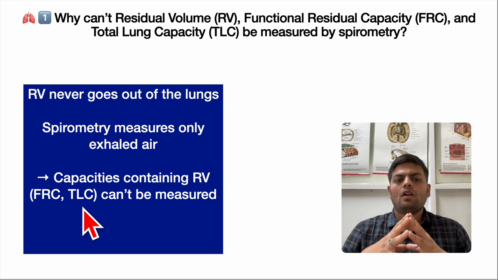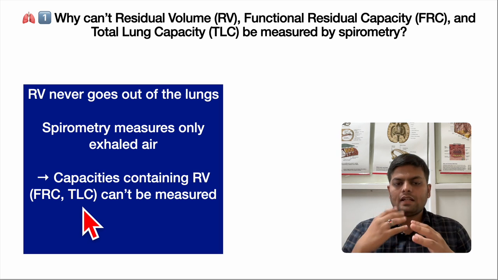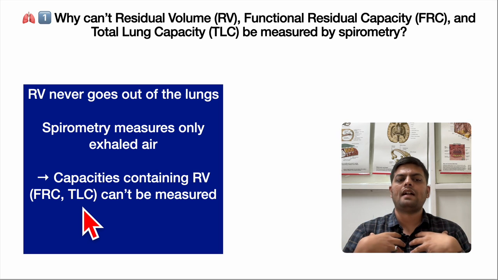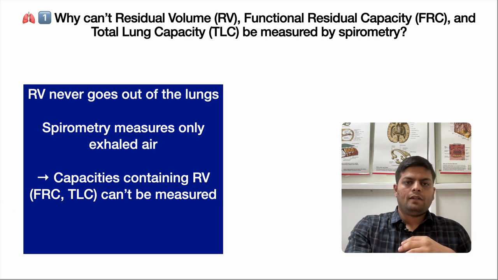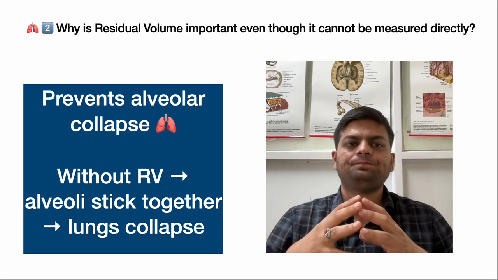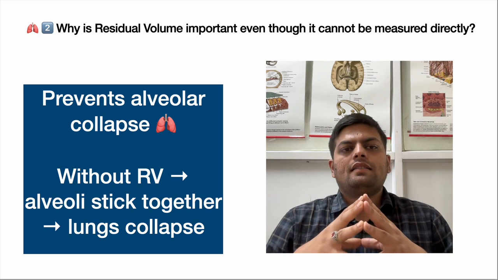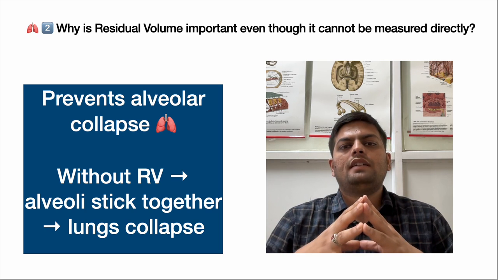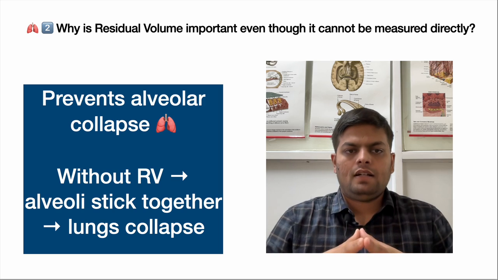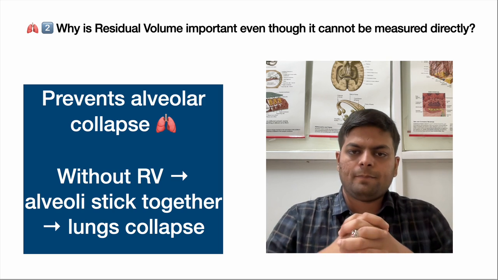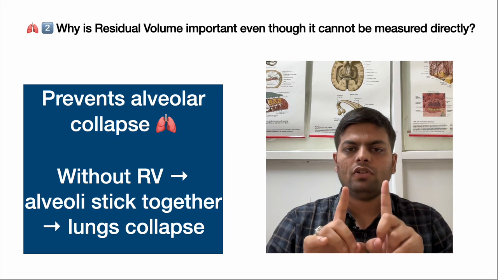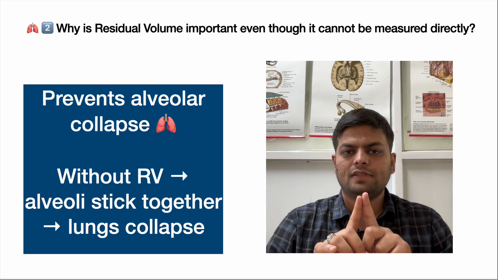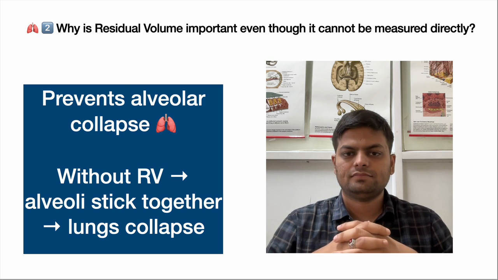Spirometry can only record the air that is moved in and out of the lungs during breathing, not the air that remains trapped inside after maximal expiration. Now, the next question is, why is residual volume important even though it cannot be measured directly? This is because if there is no residual volume, the alveolar walls will stick to each other. This leads to the collapse of lungs.